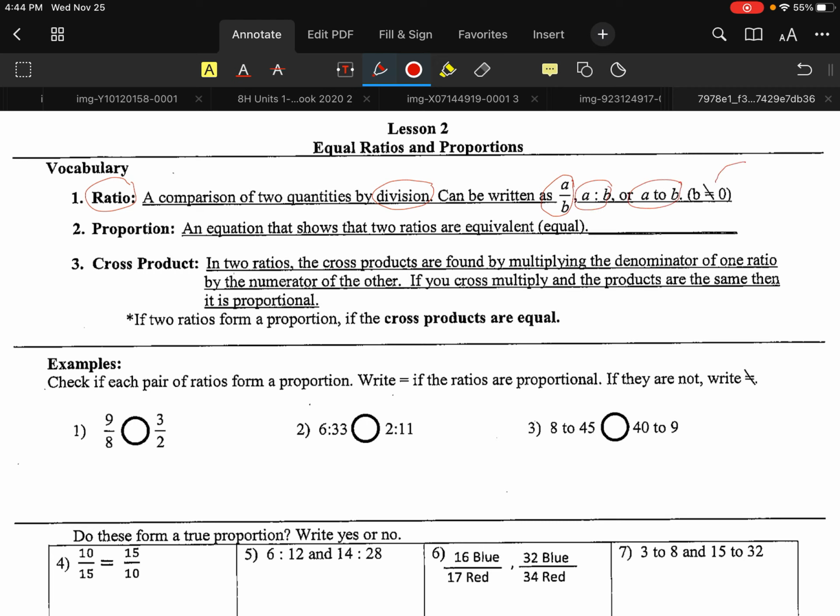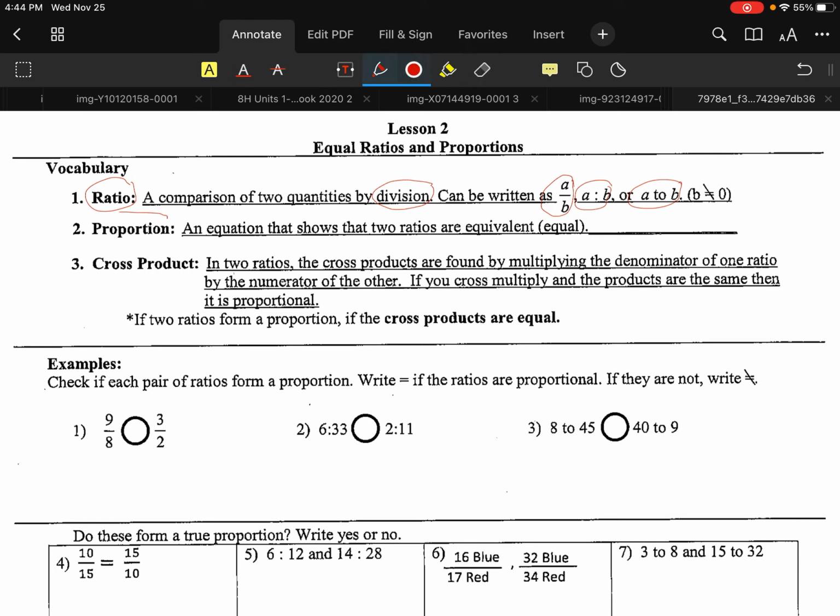The reason why we have B cannot equal 0 here is because we know from chapter 1 that your denominator can never be 0, because when 0 is underneath, it is undefined. So that is just some additional information there to let you know that that bottom number can never be 0.